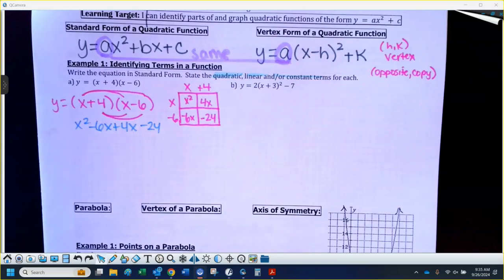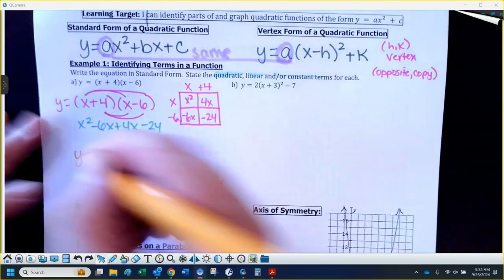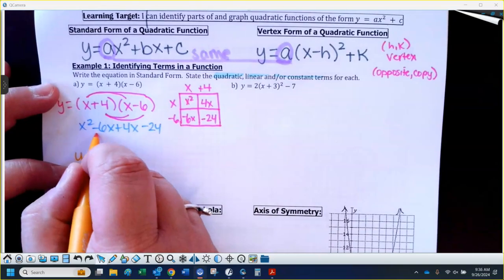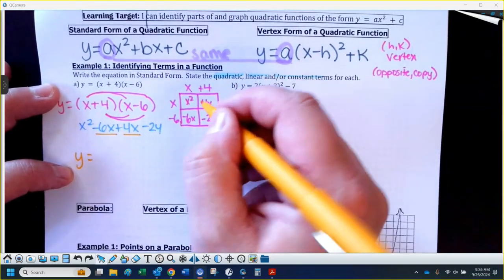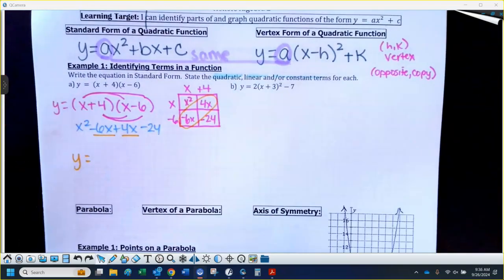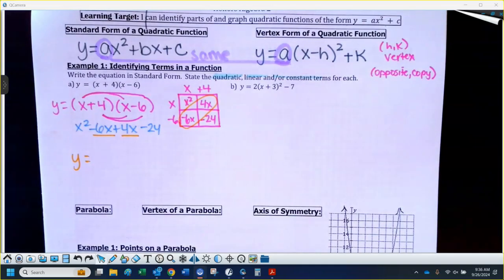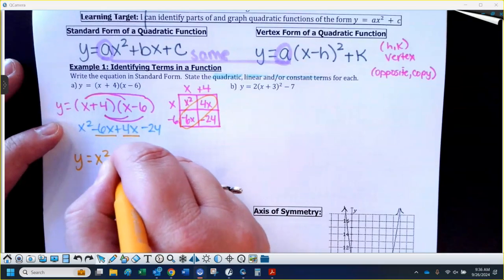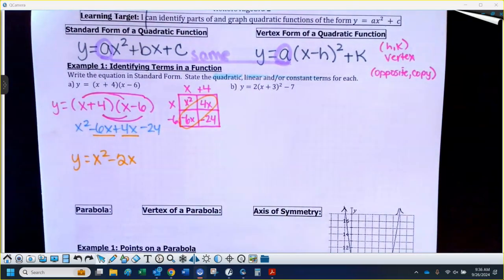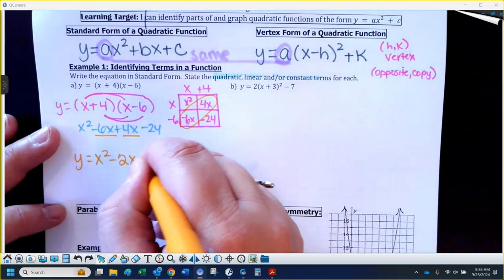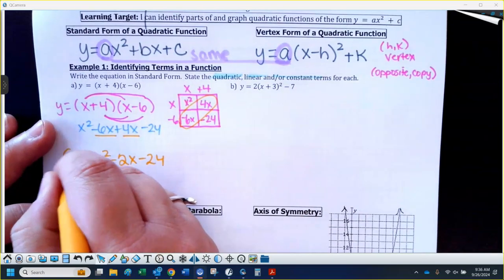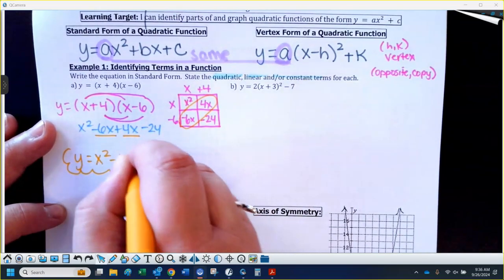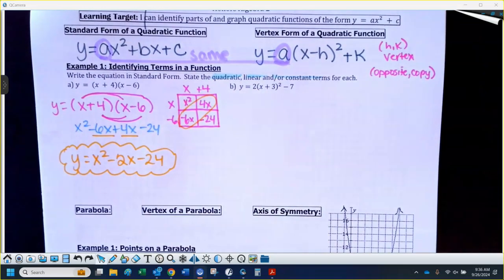The actual answer to the question, most of the time you can combine some like terms here. So here in the FOIL and in the box, the like terms are usually diagonal from each other. So just to combine those to write our final answer here, we'd have x squared minus 2x. So negative 6x and 4x would be negative 2x, and then negative 24. So this would be that exact same quadratic in standard form.